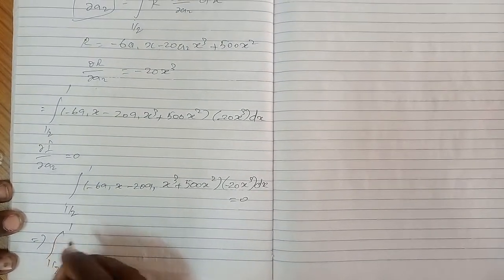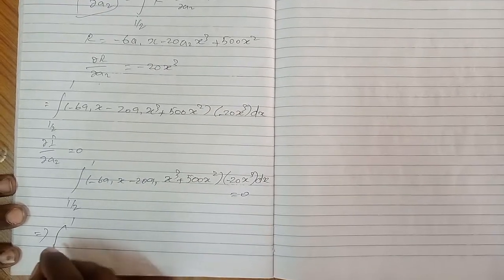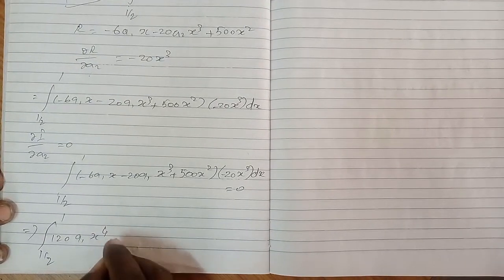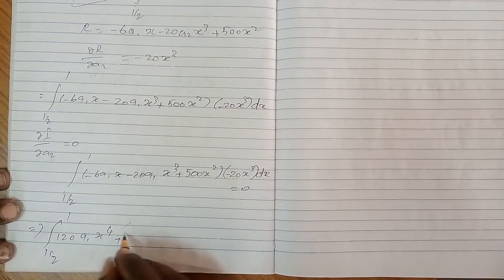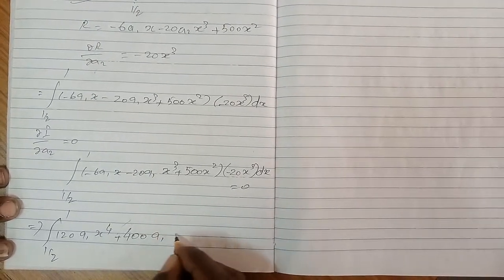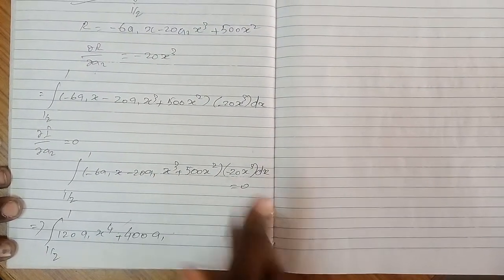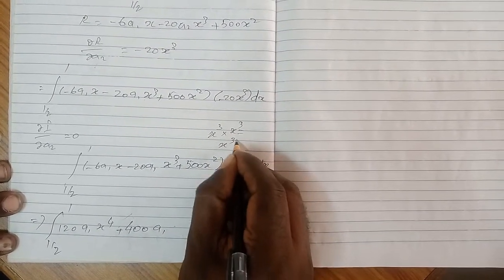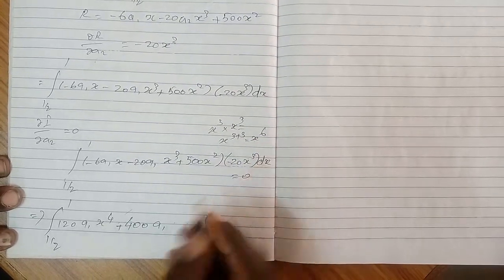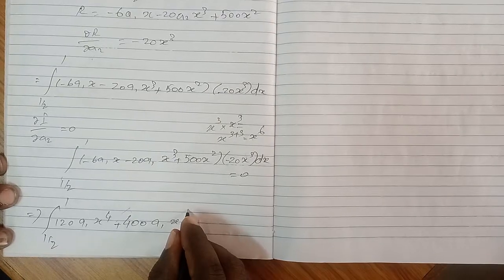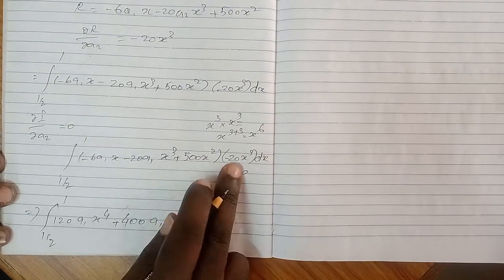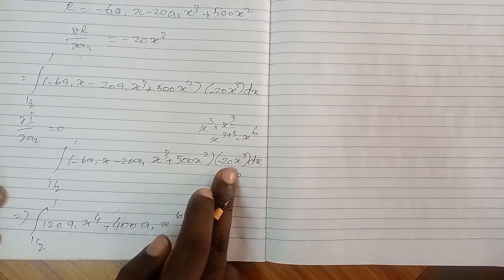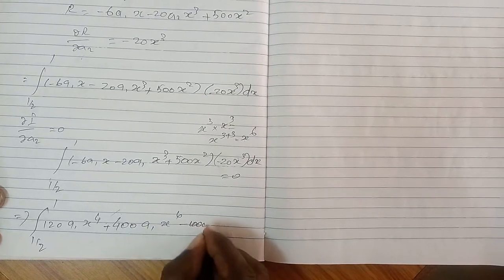So, 1/2 to 1. What is 6 into 20? 120. The minus is already available, so that is minus 120 a1 x power 4, plus 20 into 20, which is 400 a1 x cube. Here also there is an x cube. If I multiply x cube by x cube, that means x power 3 plus 3, which is x power 6. So that is 400 a1 x power 6, minus 500 into 20. Here the plus and minus symbols combine to produce minus. So 500 into 20 becomes 10,000.